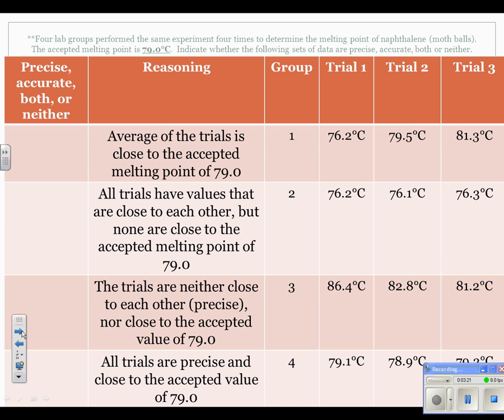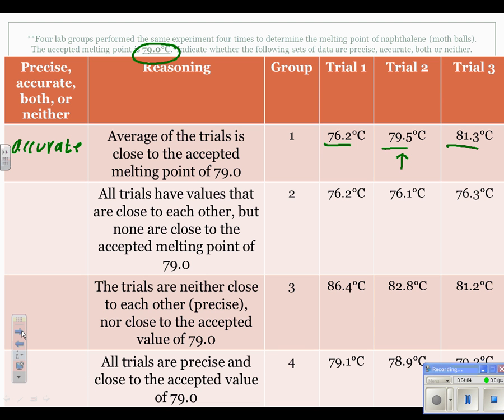So let's go and figure this out. So you read the top. They did the same experiment 4 times. The accepted melting point is 79.0 degrees. So that's your accurate mark. What they're trying to get to, 79 degrees. So trial 1, they got 76.2, 79.5, and 81.3. They're trying to get to 79.0. They got to 79.5. So we can call that accurate. That's close enough. But 76.2 and 81.3 are very far away from each other, so we're not going to call that precise. So it's going to be accurate because it's so close to 79.0.